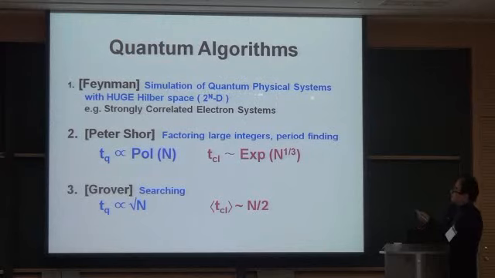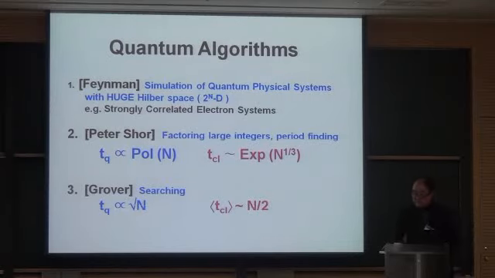Okay, so we have some very good ideas on quantum algorithms. Feynman suggested simulation of quantum physical systems, especially the many-body problem. And Peter Shor presented factoring large integers. Here, this is a classical, almost exponential, super-polynomial time, but in quantum computing, we have just a polynomial time. And for the Grover search algorithm, in the classical idea it's linear scaling, but here it is the square root of n.